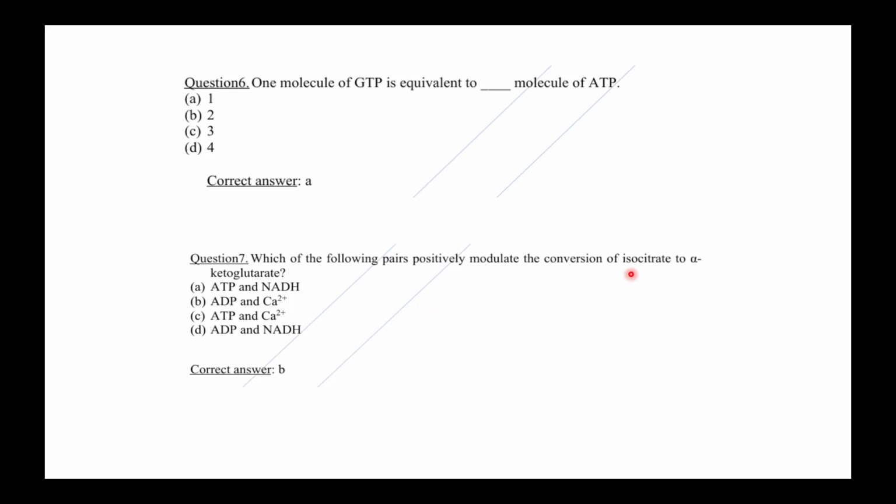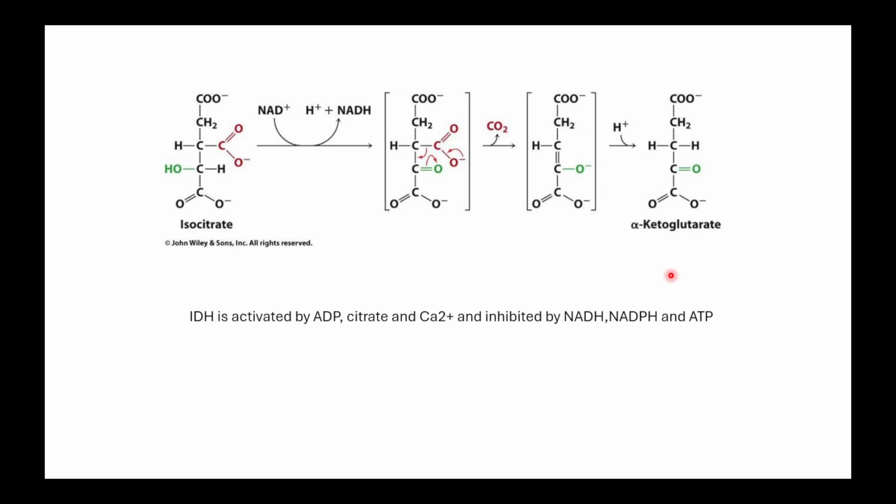Okay, so this is basically referring to the enzyme that is involved in this particular conversion pathway of isocitrate to alpha ketoglutarate. In between, there's isocitrate dehydrogenase or IDH enzyme, which is actually activated by the presence of ADP, citrate, and calcium ions, and it is inhibited by NADH, NADPH, and ATP molecules.